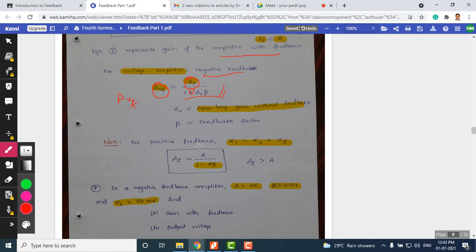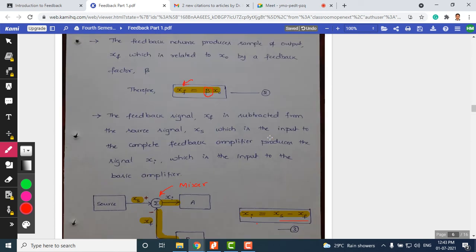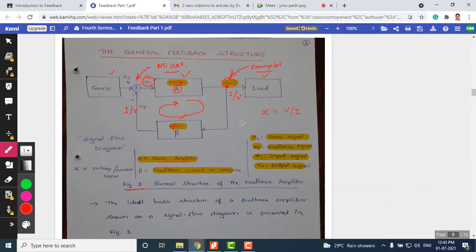But look at what you get for positive feedback. We are not going to do the derivation for positive feedback, but this is the input equation: xi is equal to xs plus xf. There is a plus sign here, you can see it in the block diagram. Since we have taken negative feedback, the sign here is negative. So, we got the output V naught versus Vs as AV divided by 1 plus AV times beta for negative feedback. Here the equation only changes for positive feedback.